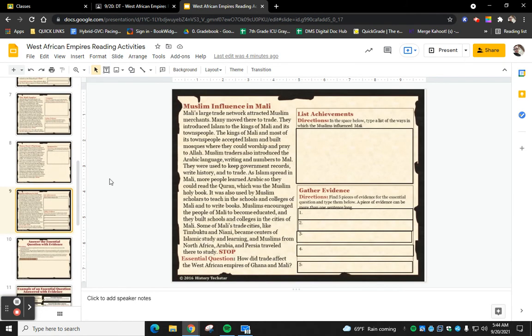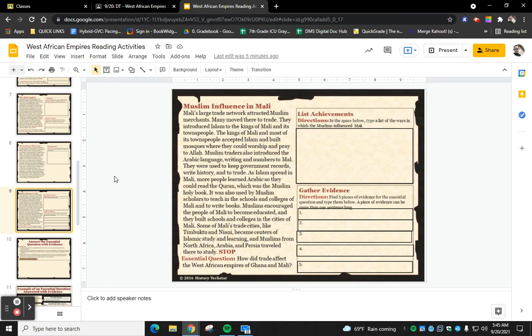All right, and then we're getting to slide 9. Muslim influence in Mali. Mali's large trade network attracted Muslim merchants. Many moved there to trade. They introduced Islam to the kings of Mali and its townspeople. The kings of Mali and most of its townspeople accepted Islam and built mosques where they could worship and pray to Allah. Muslim traders also introduced the Arabic language, writing, and numbers to Mali.